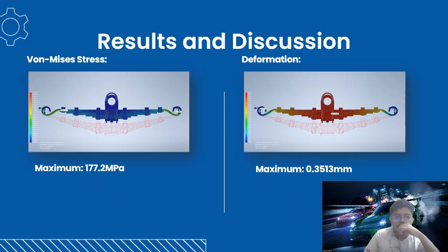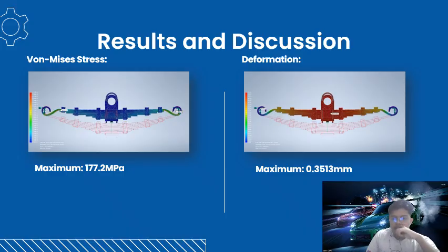So next is results and discussion. This section presents and analyzes the results obtained from the FEA of the leaf spring. First is equivalent stress on the leaf spring. The simulation revealed a maximum von Mises stress of 177.2 megapascal under the applied load. This value is significantly lower than the yield strength of alloy steel, 2000 megapascal, indicating that the material remains well within safe operational limits. The stress distribution shows no regions near failure, which confirms that the current design can withstand the specified load without permanent deformation or material failure.